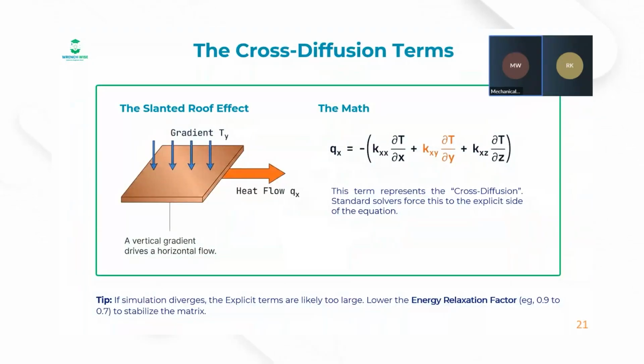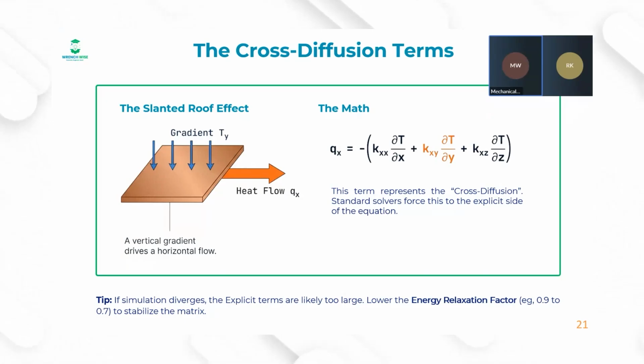So cross diffusion terms. The idea essentially is to understand why your simulation might be struggling. You can take a look at this slanted roof effect here. In a standard isotropic material, a vertical temperature gradient only moves heat vertically, but in an anisotropic material, the vertical heat gradient can drive horizontal heat flow as well. This occurs because the internal highways of your metal foil redirect this energy along their own orientation, regardless of the primary gradient direction itself. On the right hand side, you can see how this is calculated.